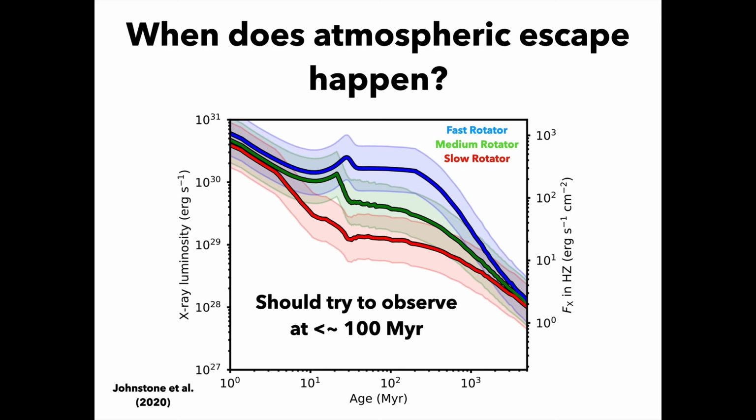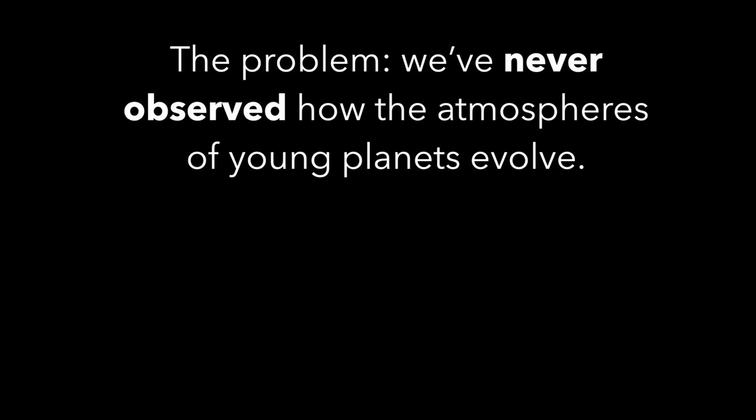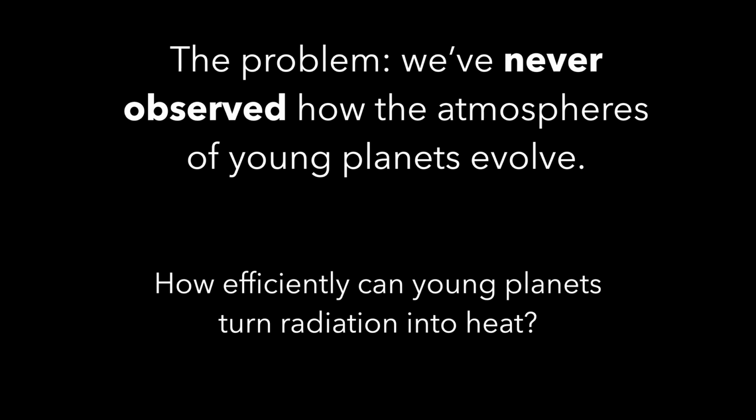Now the problem is that most planets that have ever been discovered are about a gigayear or older. Most of these planets are positively ancient, compared to the timescales on which atmospheric escape happens. So the problem is we've never observed how the atmospheres of young planets evolved before. And this really prevents us from answering the question, how efficiently can young planets turn radiation into heat? This is the primary control on whether a planet keeps or loses its atmosphere, and so this quantity is of utmost astrobiological relevance.